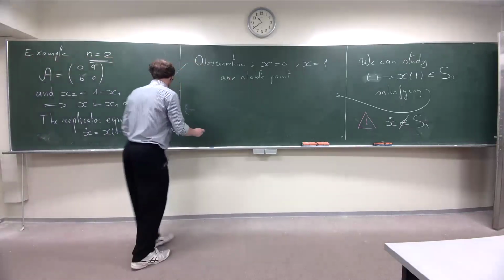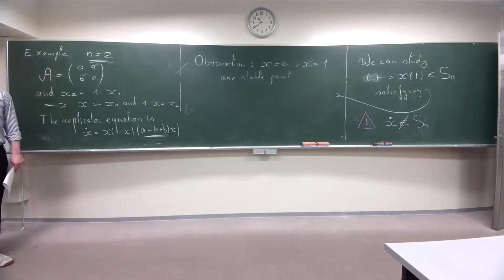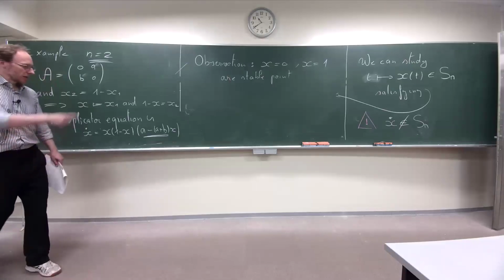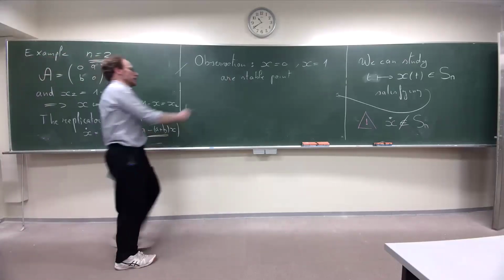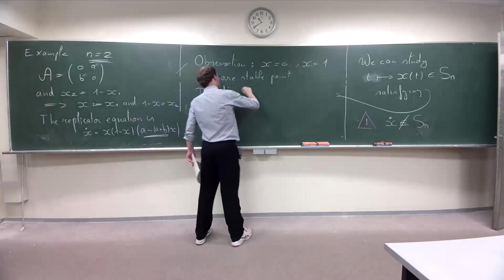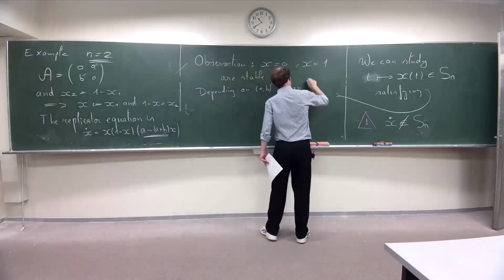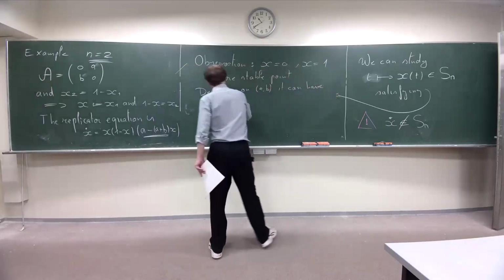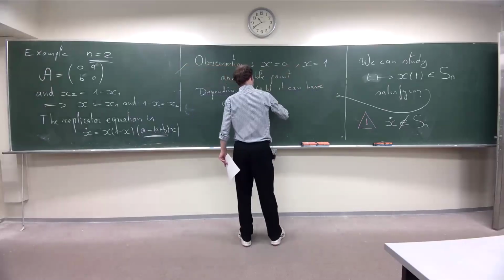It's written in the notes, depending on A and B, if this can vanish, you have one more stable point. So it depends on if this has a solution between 0 and 1. Depending on AB, it can have a third stable point.